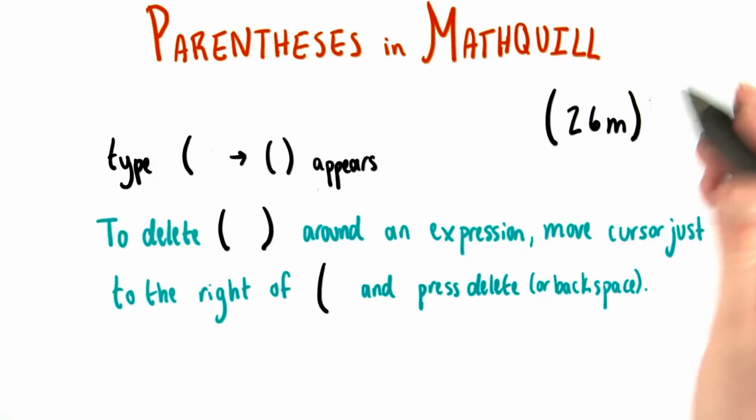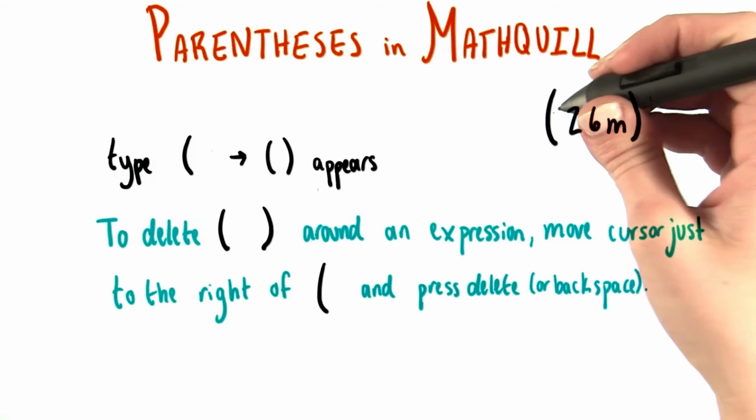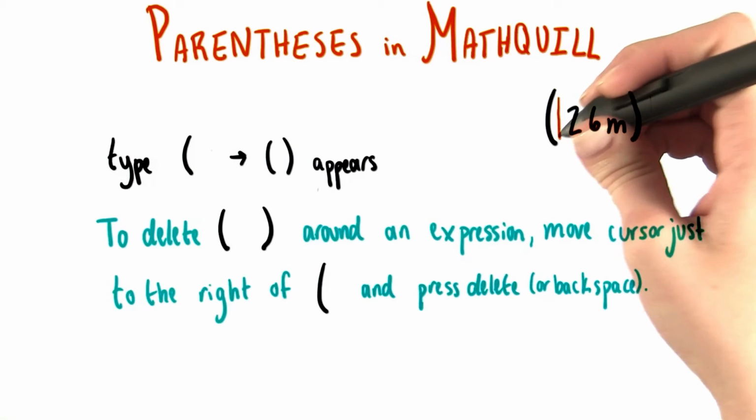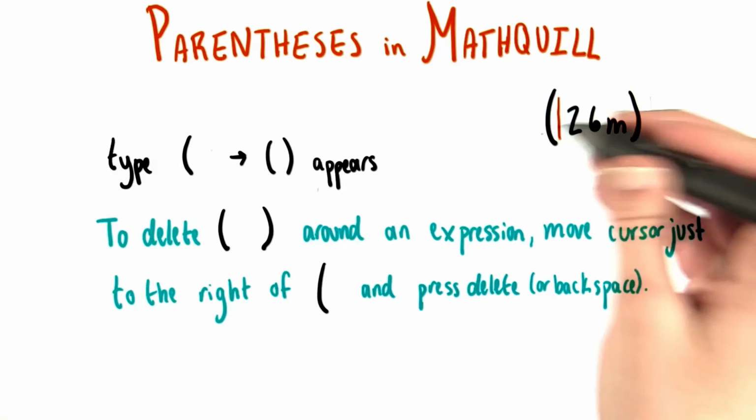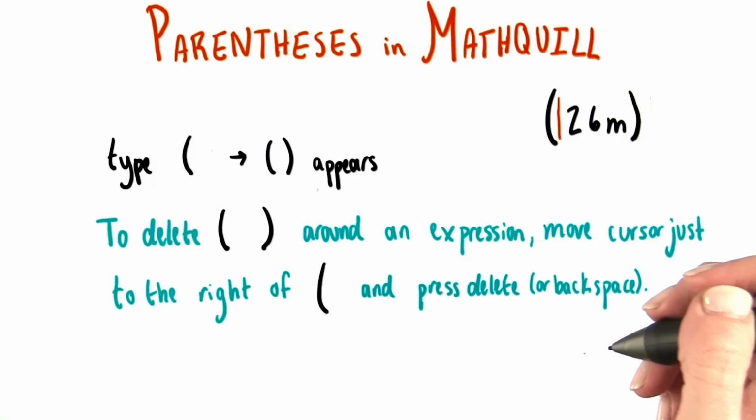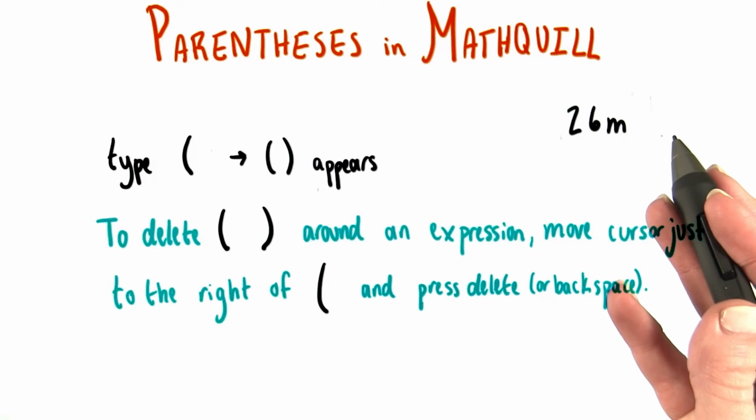If instead, however, of having the cursor out here to the right of the entire expression in the parentheses, you put the cursor just inside of the opening parenthesis, so just to the right of it, then you can press delete or backspace or whatever your computer uses to get rid of things before the cursor, and that will leave you with whatever was written inside of the parentheses originally.